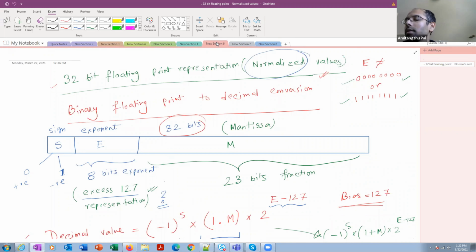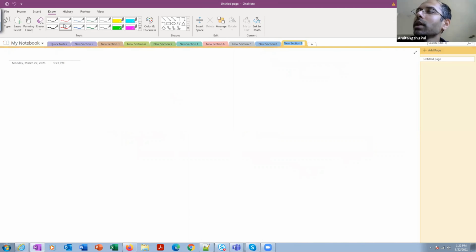And again, once after the conversion, you can use an online floating point converter and check whether your answer matches. Now let's do the opposite operation. We have learned how to convert from binary floating point to decimal. Now let's take a decimal number and convert it to binary floating point. Let's learn how we can convert from decimal to binary floating point.